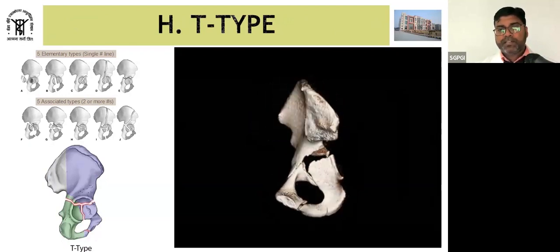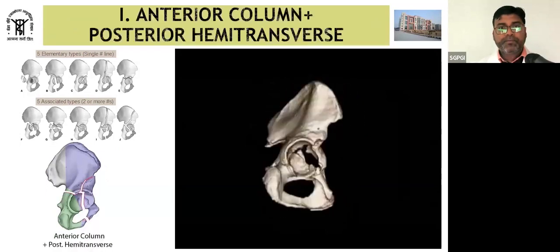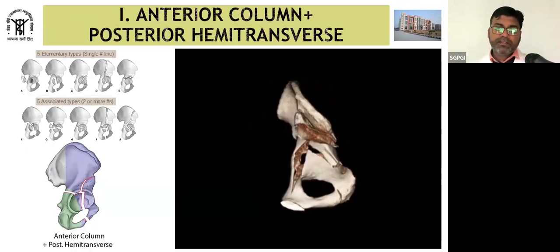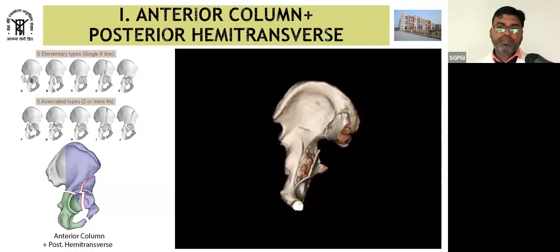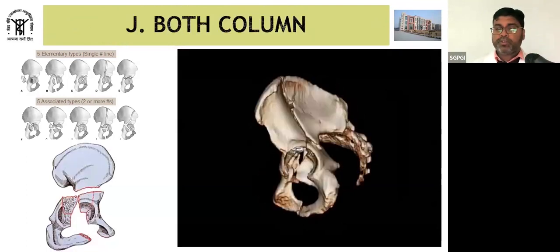There can be a T-type fracture where both the columns are separate and there is a horizontal component. Then there is the anterior column posterior hemi-transverse fracture, where the major injury is on the anterior component, but there is a fracture line going through the posterior column as well. And there is the associated both column fracture.